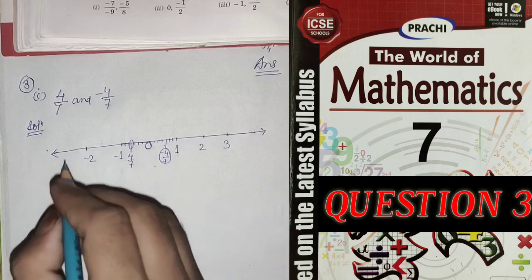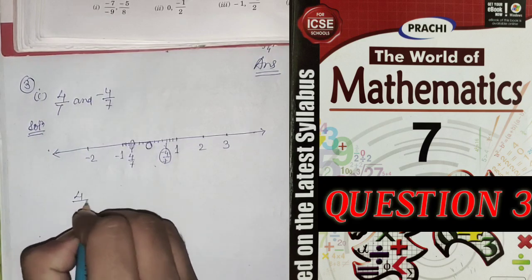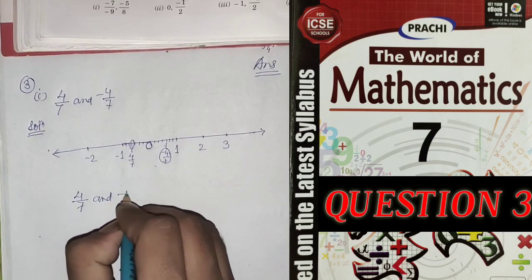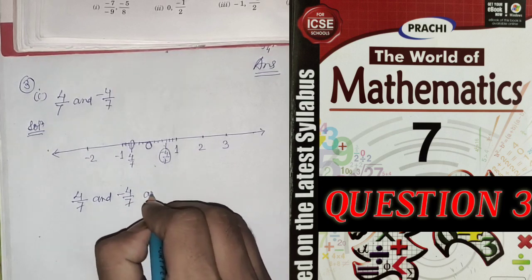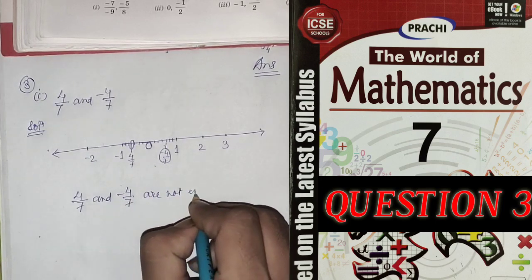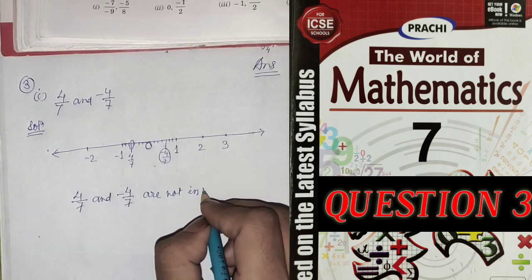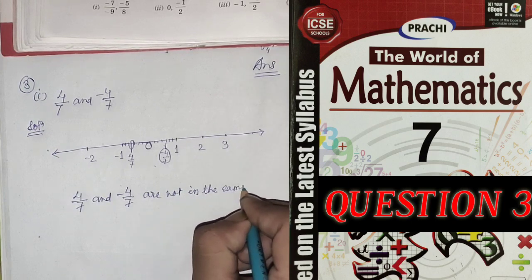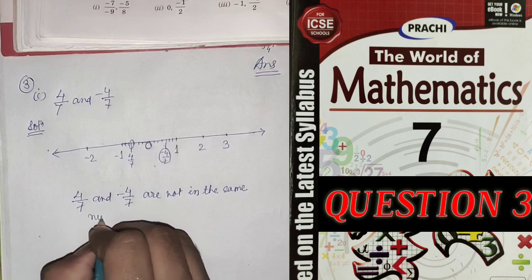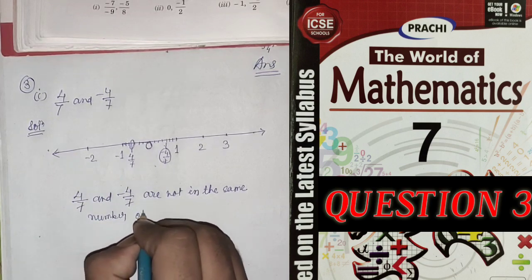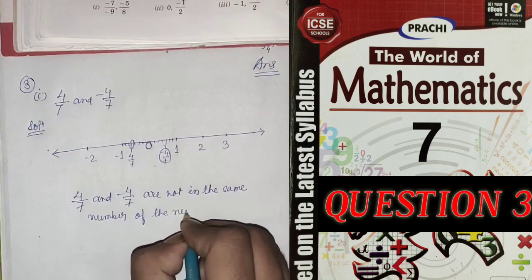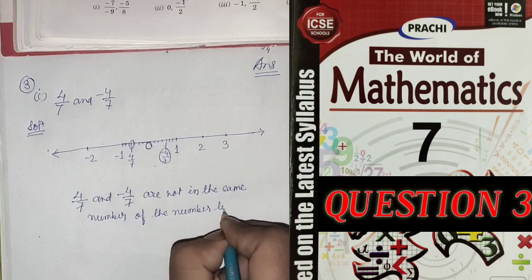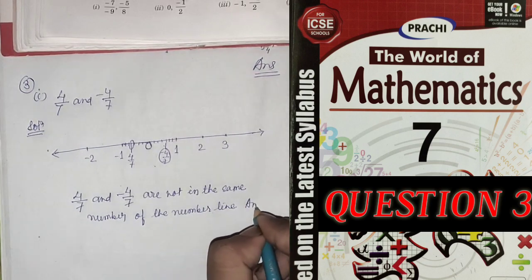We can write here: 4 by 7 and minus 4 by 7 are not the same number on the number line. And this is our answer.